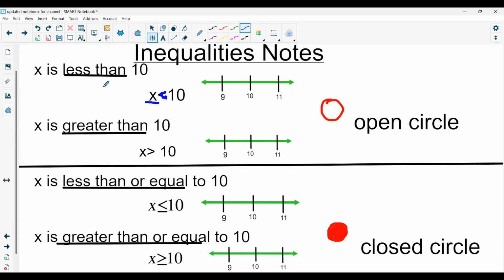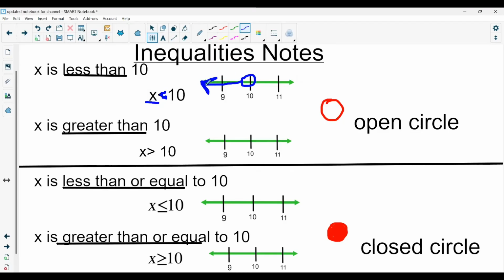Now, when we're dealing with less than or greater than, we use an open circle when we're graphing. That's this right here, open circle. So we're going to put an open circle on this 10 here. And x is smaller because the alligator is not eating it once again. So we're going to go towards the direction of the smaller numbers. 9 is smaller, so it's going to go this way. That's how we graph it.